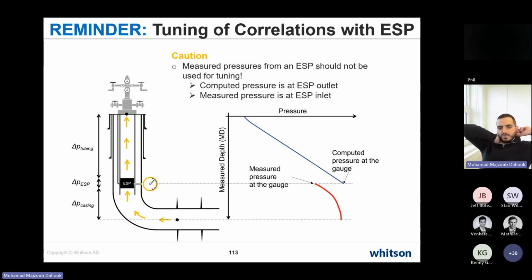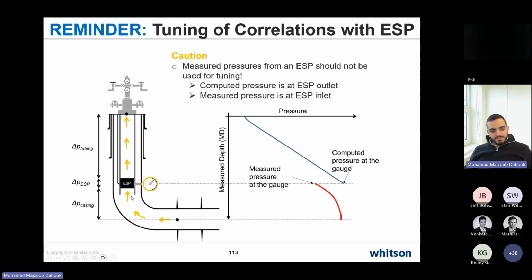One thing that is very important, and I remember when we first introduced the tuning, we had a lot of customers that were trying to do that. So if you're new to Whitson Plus, you might be trying to do that as well. Matthias touched upon it, but if you have gauge pressures that are coming from an ESP, then those gauge pressures are unfortunately useless for tuning your correlations.